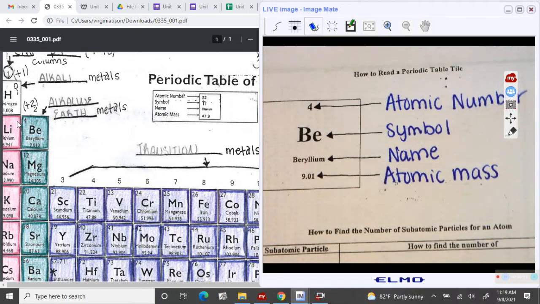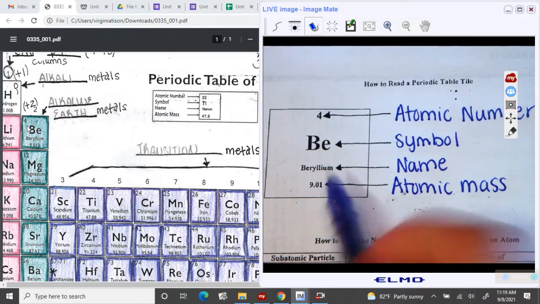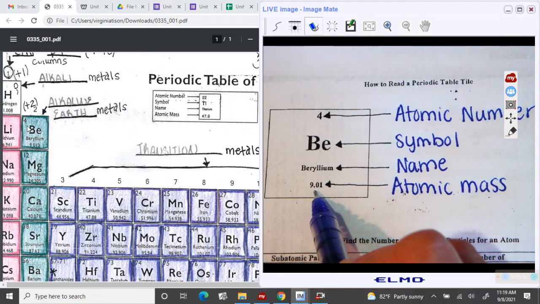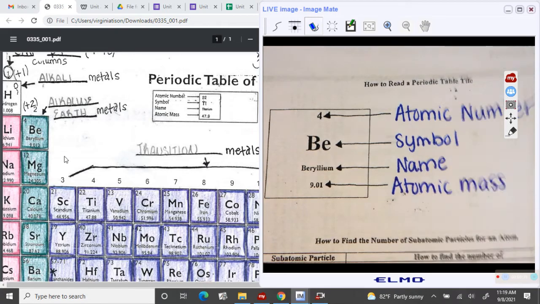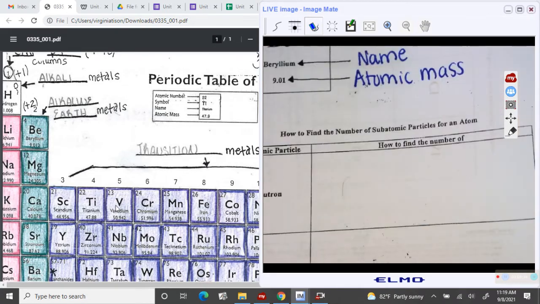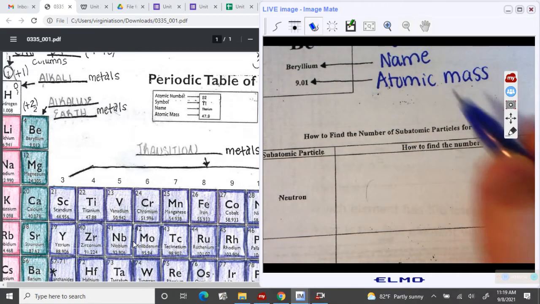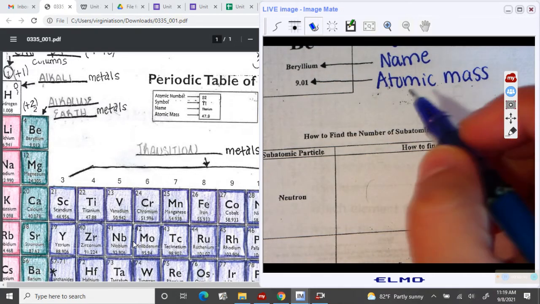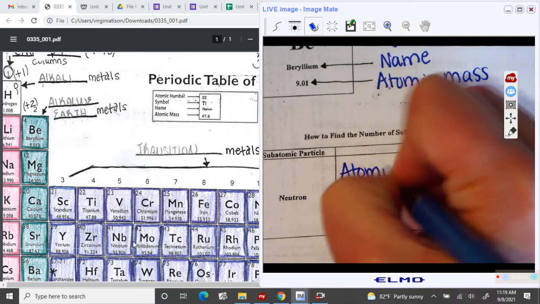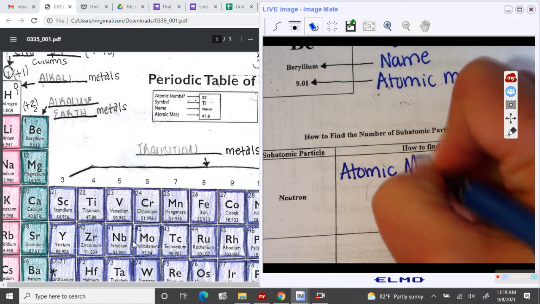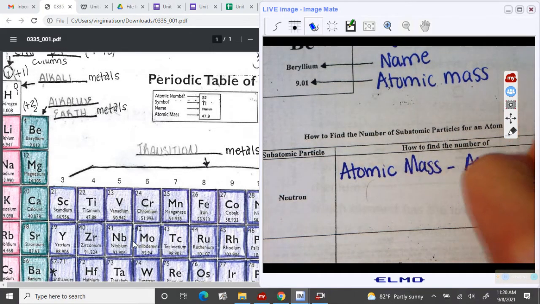Now, you'll remember, protons and neutrons are the only two parts of the element that have weight. So this is the total of our protons and neutrons, and this is just our protons. So we're going to write that at the bottom. So if we're looking at neutrons, neutrons are neutral, and we know that we can find them by doing atomic mass minus atomic number.